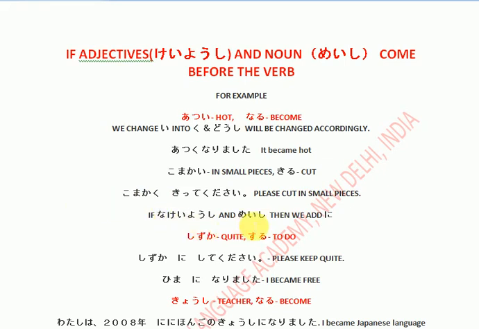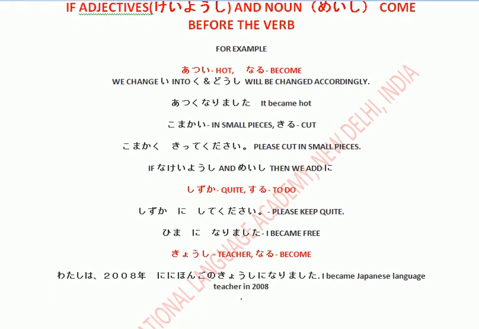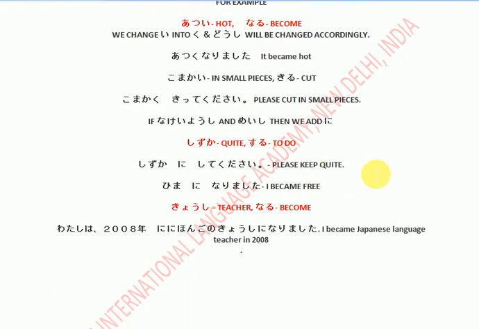If na adjective and verb, then you have to add ni. Shizuka is a na adjective and suru is a verb. Before this verb, you have to add ni for a na adjective. So Shizuka ni shite kudasai. Please keep quiet. Hima is also there, with a verb. So hima ni narimashita. I became free. Kyoshi is a noun, and narimashita means became. So watashi wa 2008年に日本語の教師になりました. I became a Japanese language teacher in 2008.